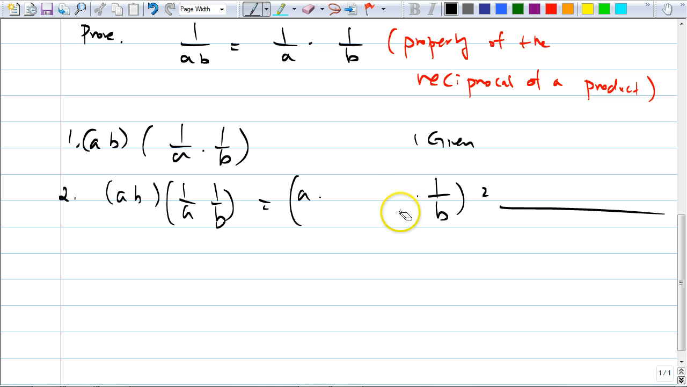Can you erase this? I'm sorry. What if I did this? They did, okay, what if I did this? B and 1 over A. What if I did this? Now, does that help you to figure out what that step is?